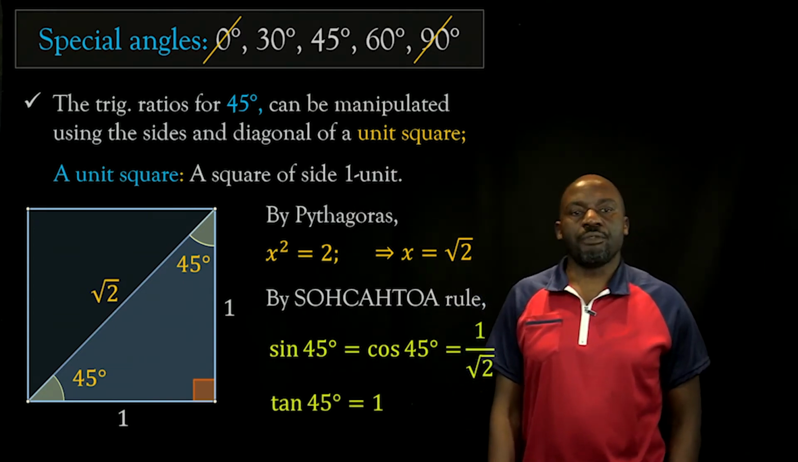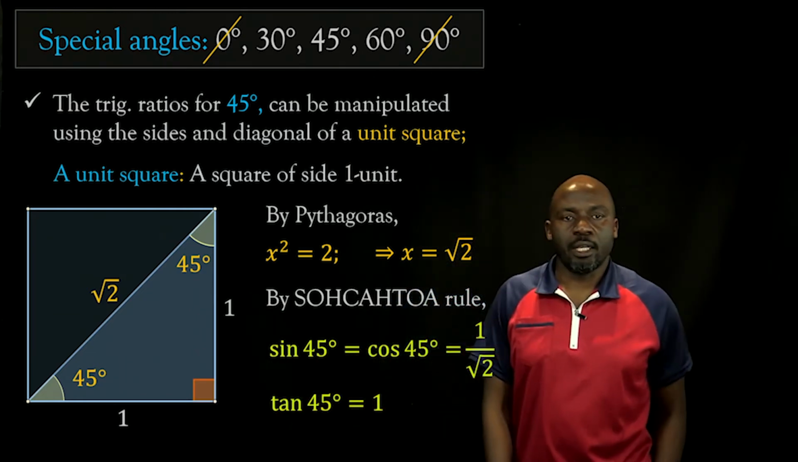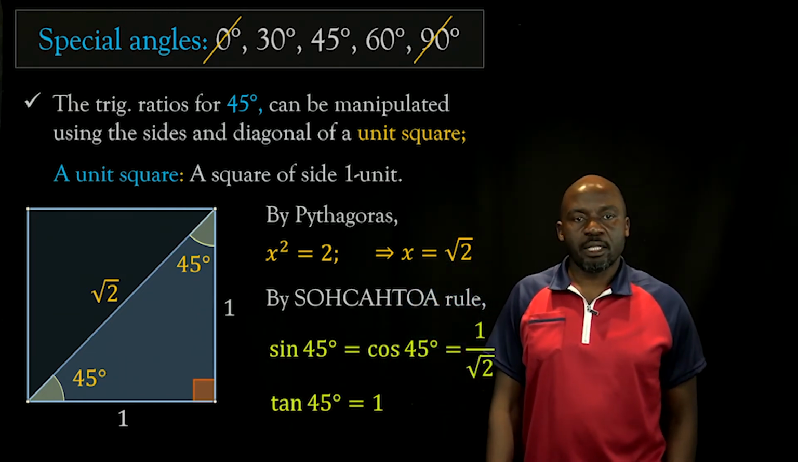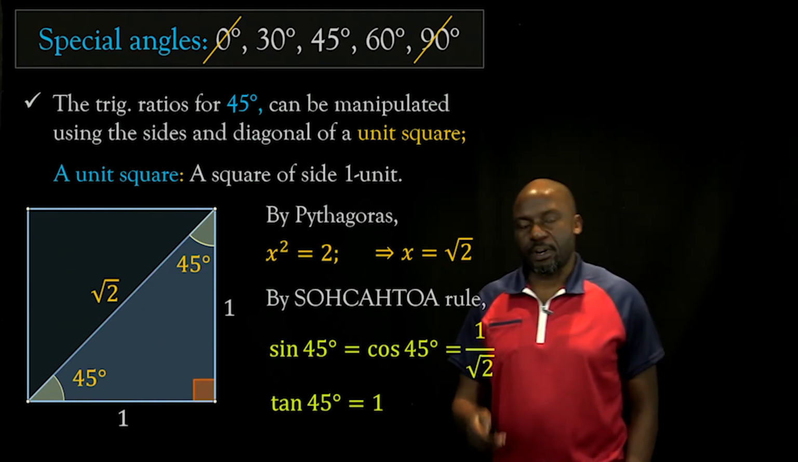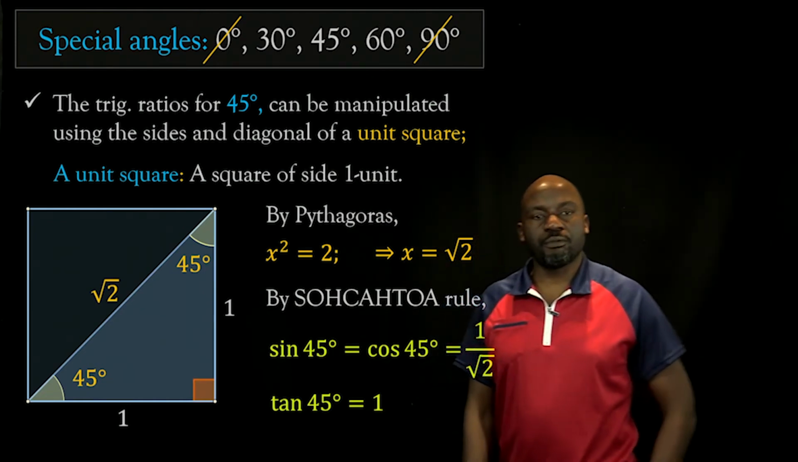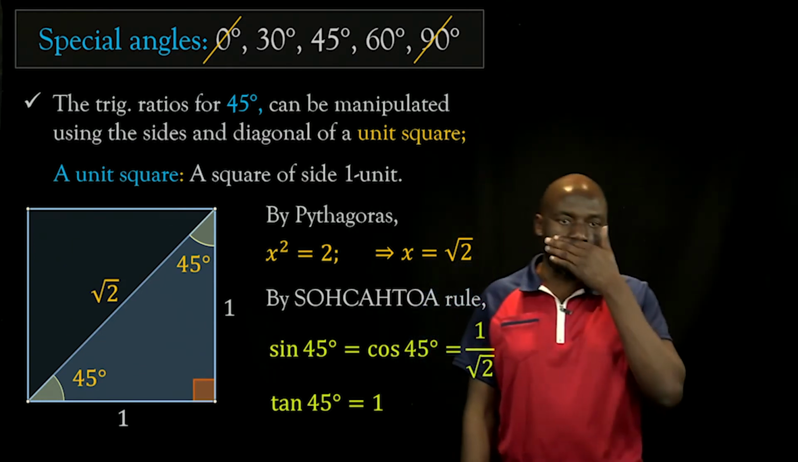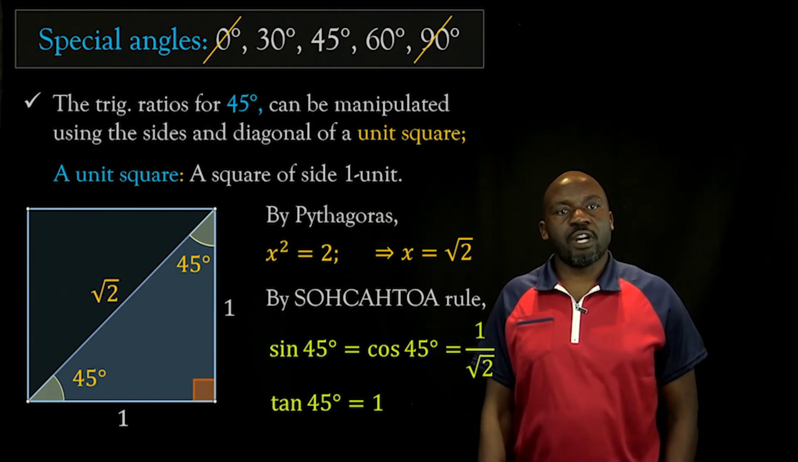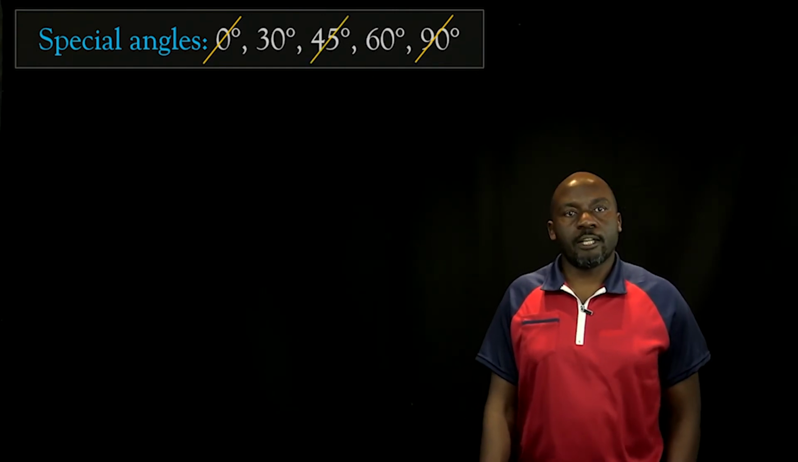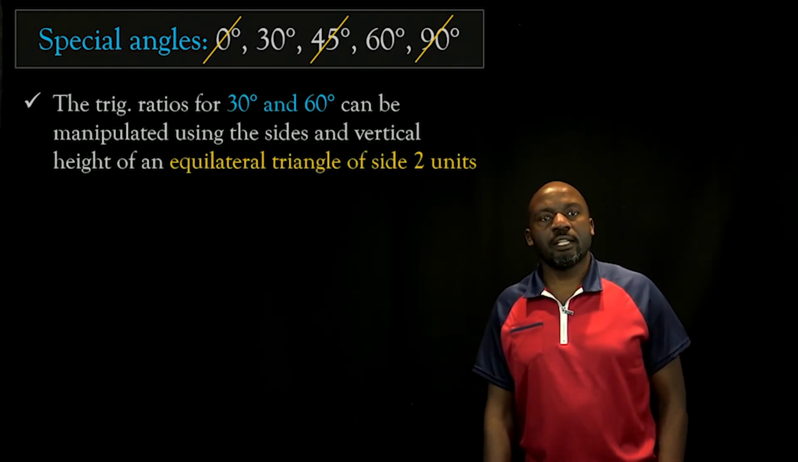So tan 45 is 1. All right? Physics students, this is sometimes very useful in kinematics and particularly in projectile motion. The fact that the tangent of 45 is 1 is going to be useful. It's also useful elsewhere, as you probably would already know. All right, so that is done. We are done with 45 degrees. Let's look at the remaining ones, which are 30 and 60 degrees.